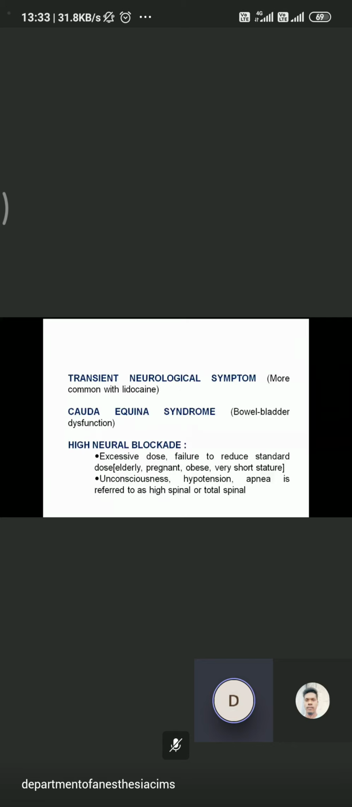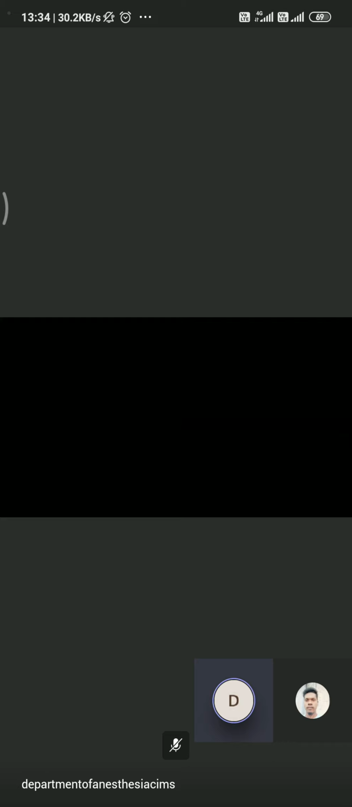Third is transient neurological syndrome. It occurs more commonly with lidocaine. Cauda equina syndrome, there will be involvement of the bowel and bladder dysfunction. Last is high neuraxial blockade. An excessive dose may lead to high neuraxial blockade. And if you are not able to judge how much drug is to be given in a patient with short stature, it will lead to high neuraxial blockade. It will lead to unconsciousness, hypotension, and apnea.